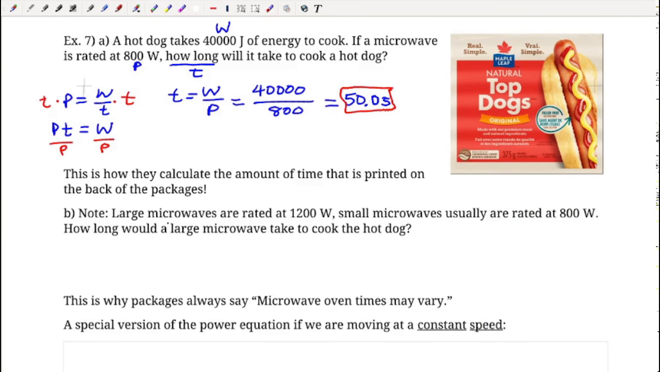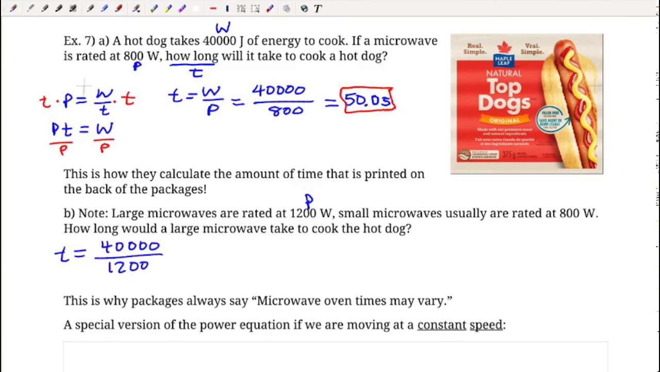Note, large microwaves are rated at 1200 watts. Small microwaves are usually rated at 800 watts. How long would a large microwave take to cook the hot dog? So instead of having my power be 800 watts, I'm now going to use a power of 1200 watts, but it's the same equation as above. So time equals still the 40,000, but this time divided by 1200.